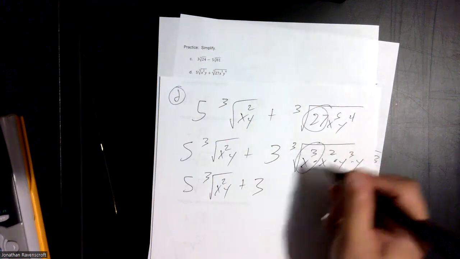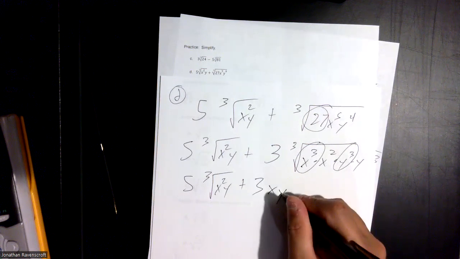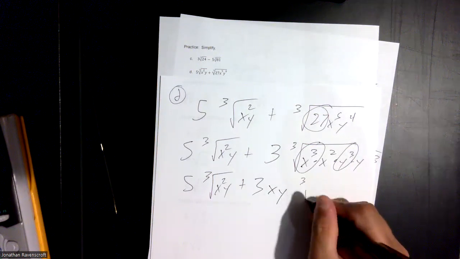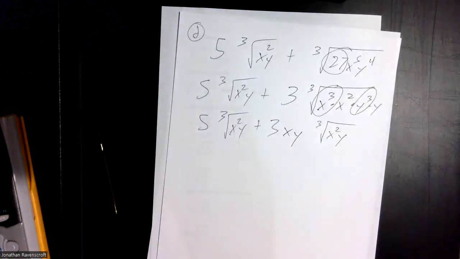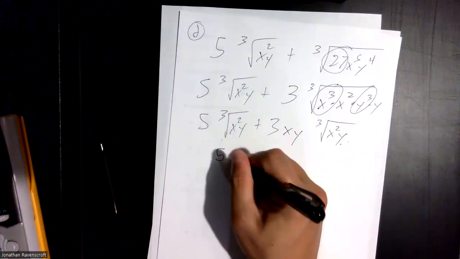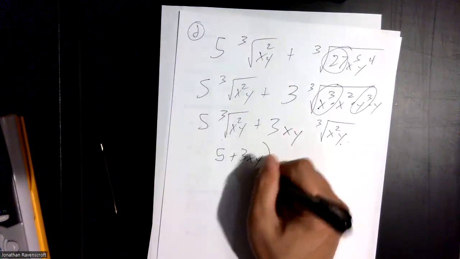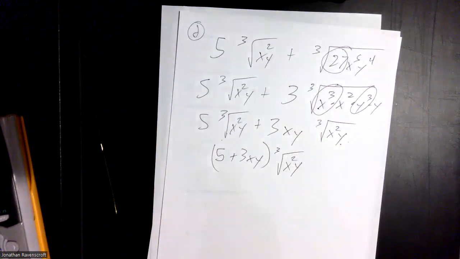Cube root of x cubed is x. Cube root of y cubed is y. Cube root of x squared y. Just like the one we just did, these are the same. You can factor it out. You can call this 5 plus 3xy times the cube root of x squared y.